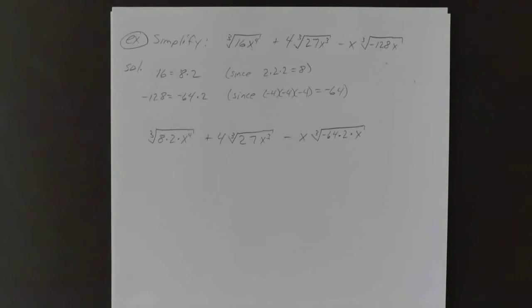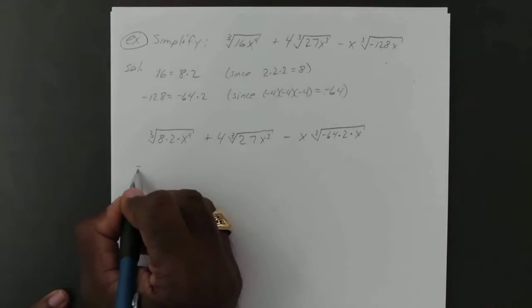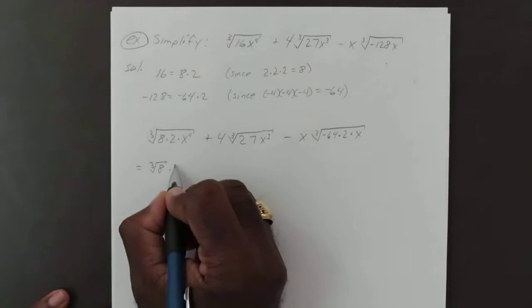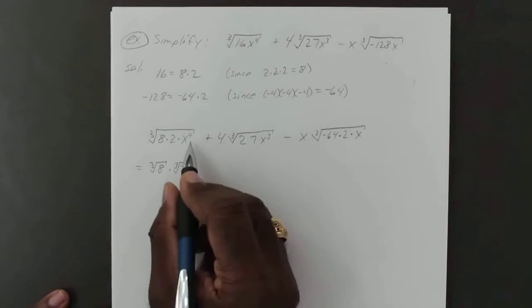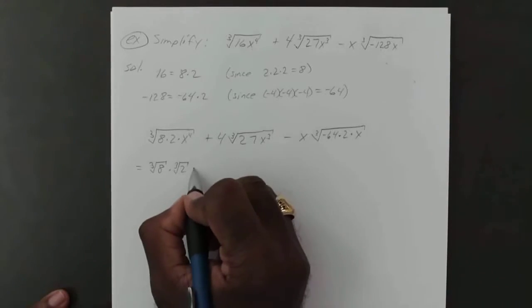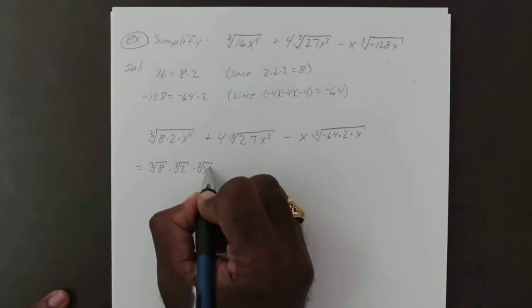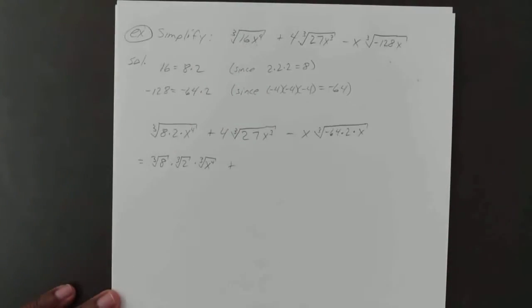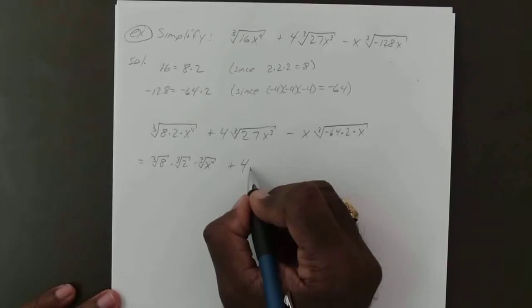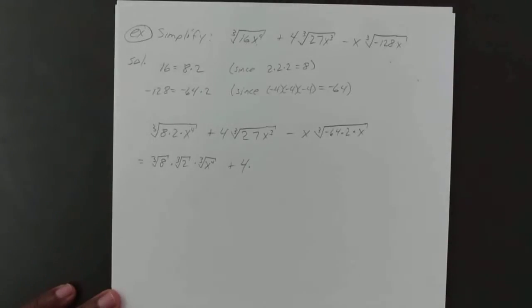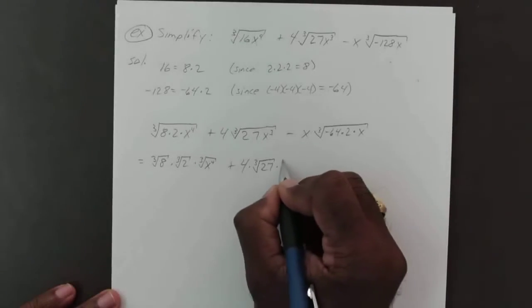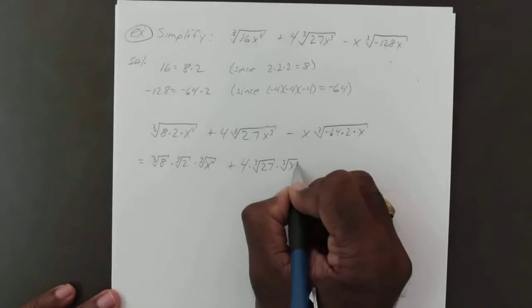All right, so just like we did before, now we have them multiplied, we can just separate them. So you have cube root of 8 times cube root of 2 times cube root of x to the fourth, plus 4 times the cube root of 27 times the cube root of x to the third.